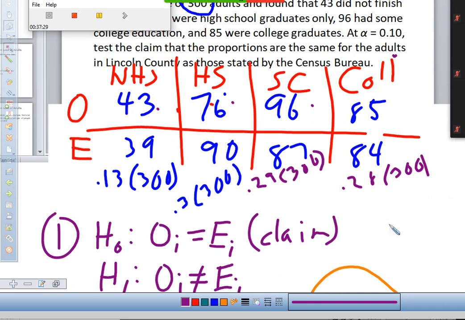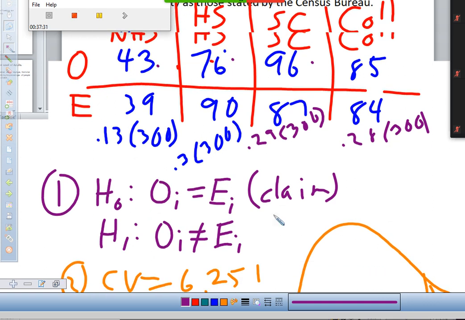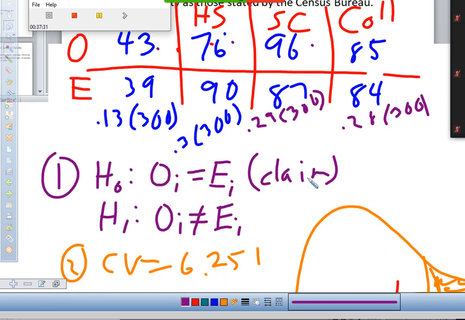All right, so then we go through our steps. Step 1, H naught, again, O sub i equals E sub i. That's going to be my claim for these ones. H1 is going to be O sub i is not equal to E sub i. So you're filling this out on page 2. This is one we're turning in today. This is your work you're turning in today.